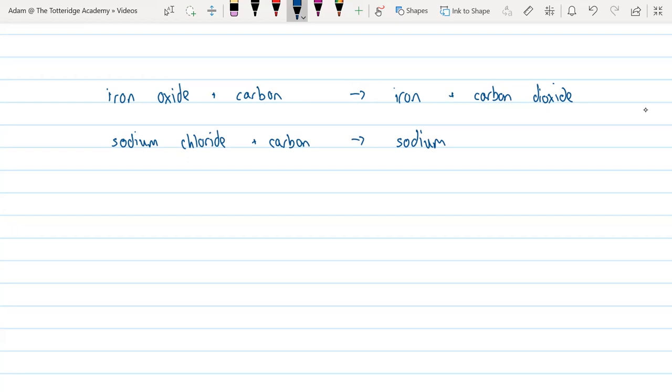It doesn't work because carbon is less reactive than sodium. So here, carbon kicks off the iron and it steals the oxide. But here, the carbon can't kick off the sodium because it's less reactive than sodium. Just doesn't work. So if I want to get sodium, I have to do a special process and a special kind of chemical reaction. And that special kind of chemical reaction is called electrolysis, and it gives me sodium and chlorine.